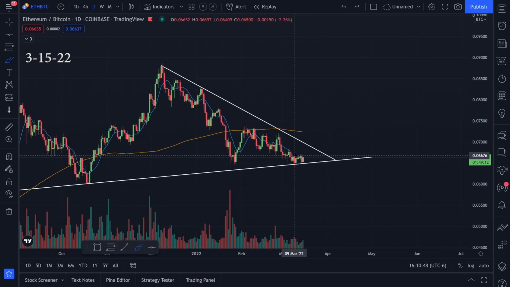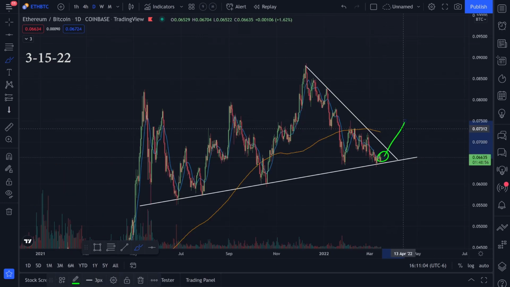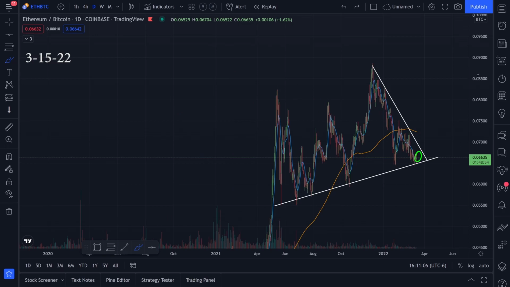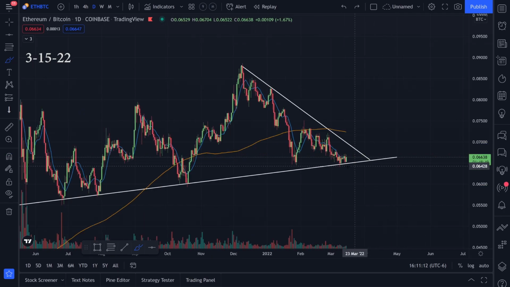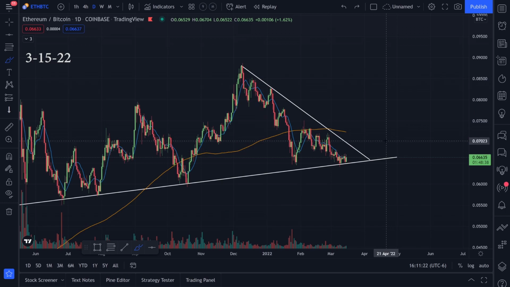But it does look like we're catching some support right here, and it looks like we're kind of getting a bounce. I think once we break this trend line going to the upside, this will be a good signal for Ethereum, or it might start to outperform Bitcoin even more than it has been in the past already. I'm still kind of waiting for a breakout to the downside or to the upside to get a better picture. Right now, it still looks like we're trending in between these two trend lines. So we're going to have to wait and see.